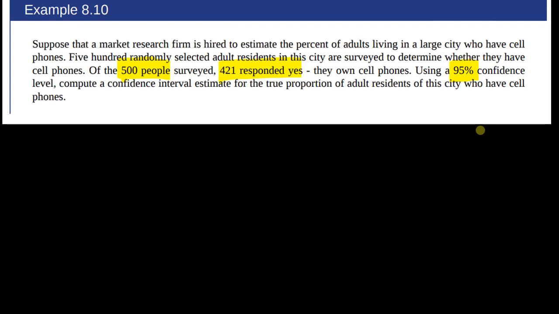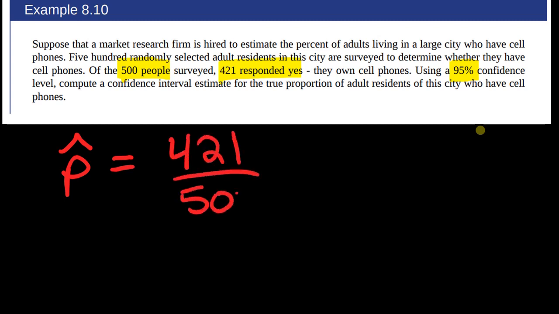So what's going on here? We have a sample proportion, p hat, right? The sample proportion is 421 divided by 500, the proportion of people that said yes. We have that. What we don't know is the population proportion p.